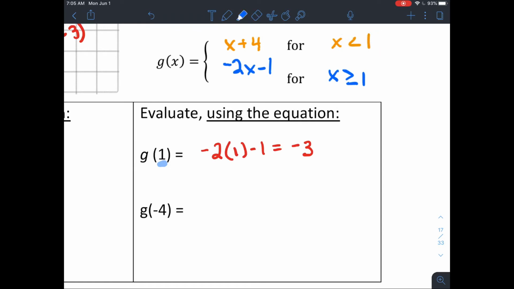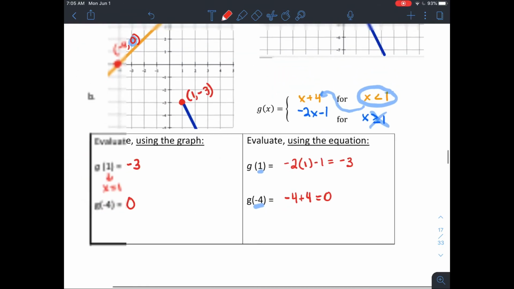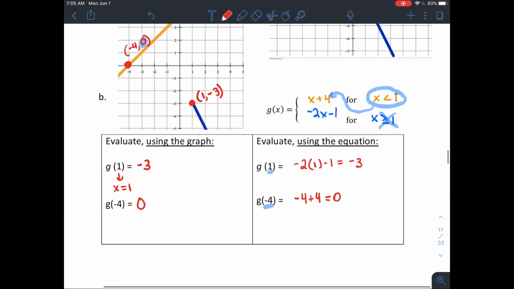If you look at -4, decide on your two inequalities there. -4 is less than 1. It's not greater than or equal to 1. So I'm going to use the orange equation and plug in -4 for x, and you get 0 out. Like I said, if you've done things correctly, you should get the same thing either way, and we did.